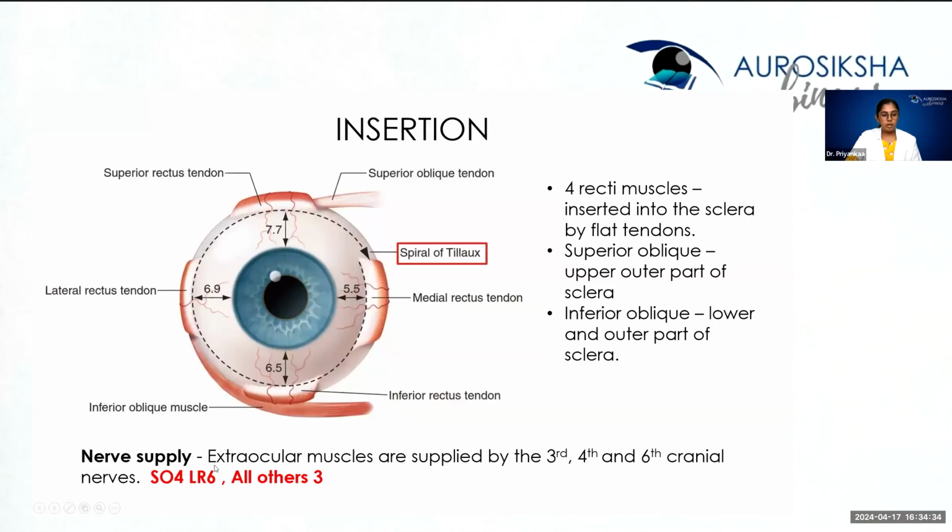Talking about the nerve supply of these muscles, it is always confusing. So it is easy to remember this mnemonic: SO4, LR6, and all others 3, which is explained as superior oblique is supplied by the fourth cranial nerve. The lateral rectus muscle is supplied by the sixth cranial nerve. So the two muscles we have already told, superior oblique by the fourth and lateral rectus by the sixth. The remaining muscles, that is the inferior oblique, the medial rectus, and the superior and inferior rectus, are all supplied by the third cranial nerve.